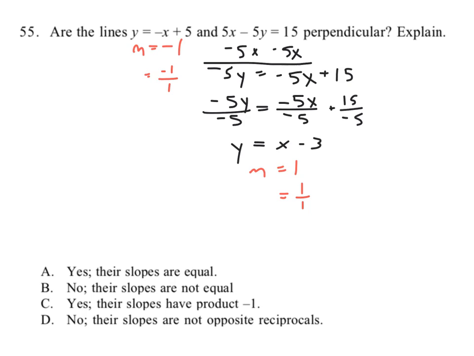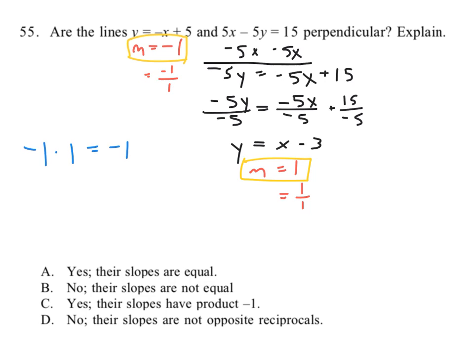And another way that you can see it is that, as we know, negative reciprocals, when you multiply them together, you get -1 as a product. So let's take this first slope here of -1 and take this slope here of 1, and let's multiply them together. So we've got -1 times 1 equals -1, and that's what we should always get when we have two slopes that are perpendicular to each other.